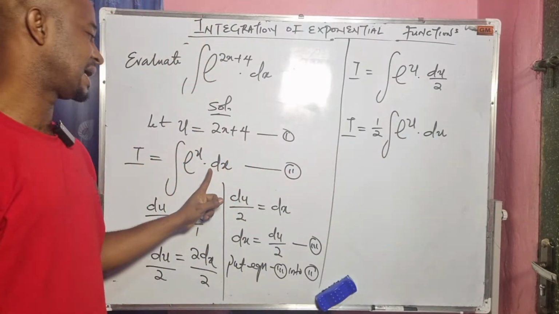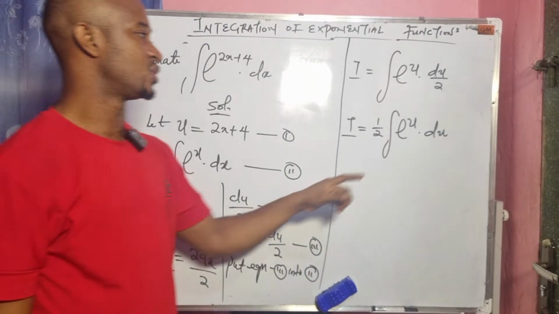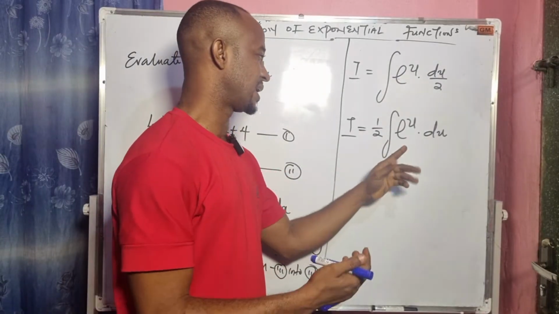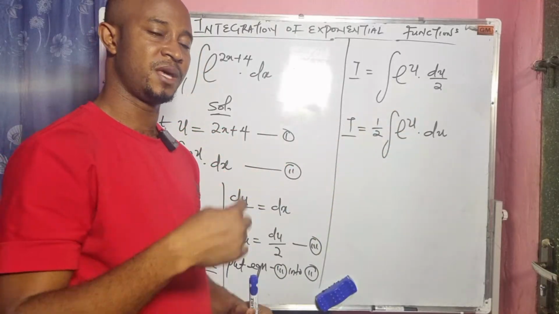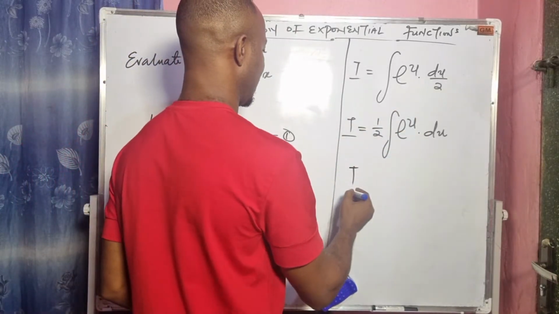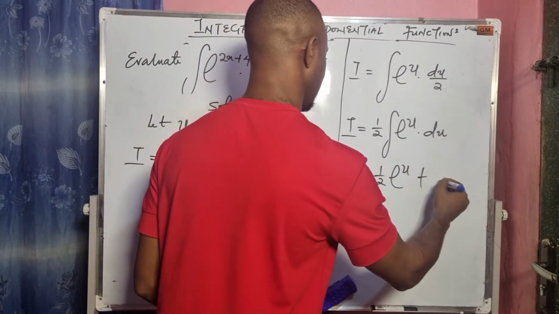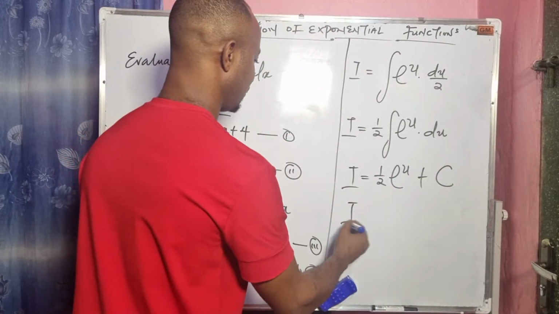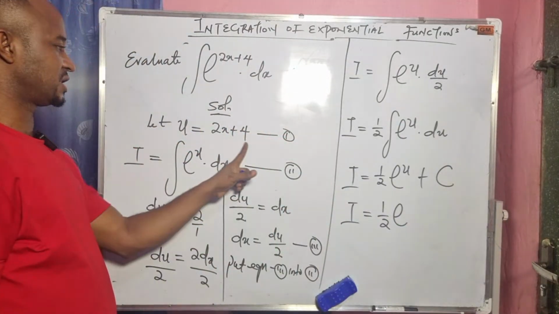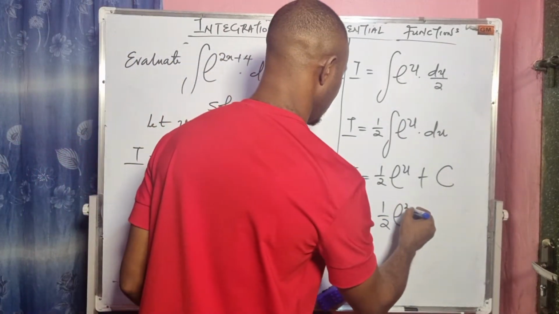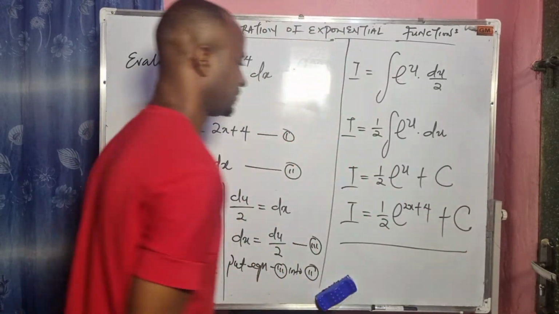Before now we have the x. I can't integrate here because I have the x. The x and u are not corresponding, but u and du are corresponding. So I can integrate this. But don't forget that the integral of e^u du will give us e^u plus c. So here becomes I equals half e^u plus c. So here we have our integral equals 1 over 2 e, our u is 2x plus 4, so we have 2x plus 4, then plus c.